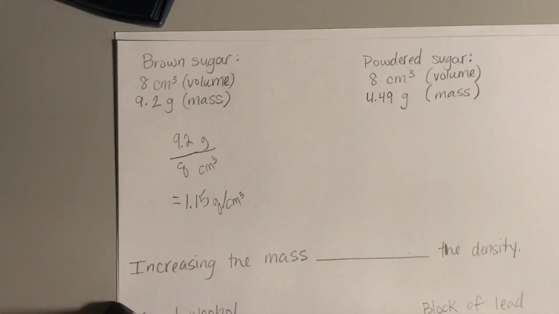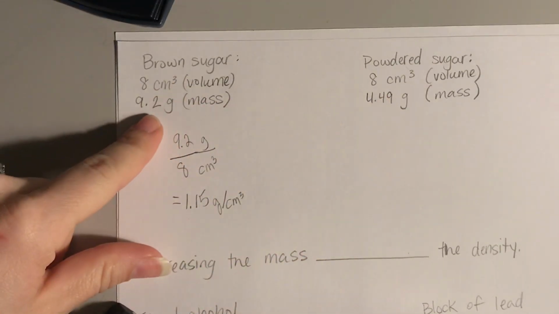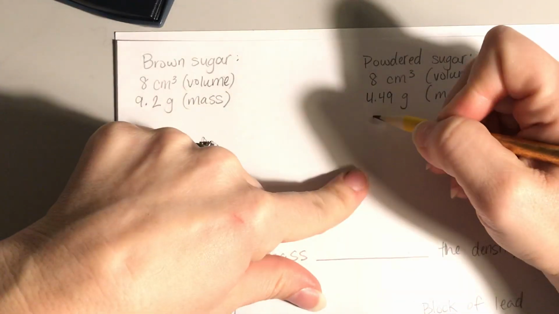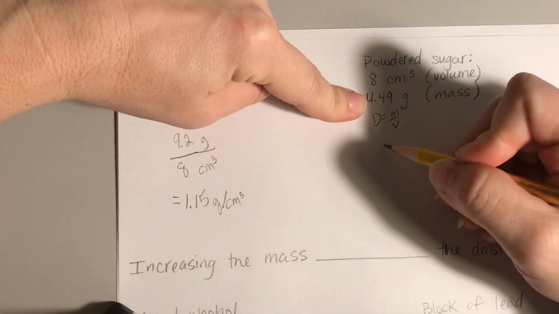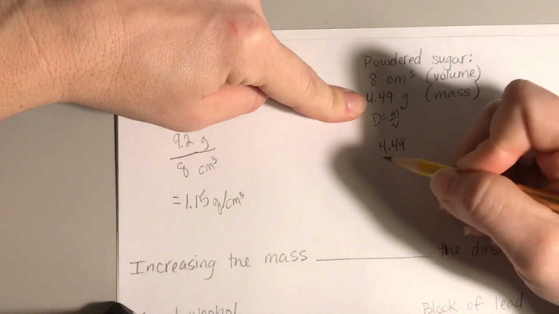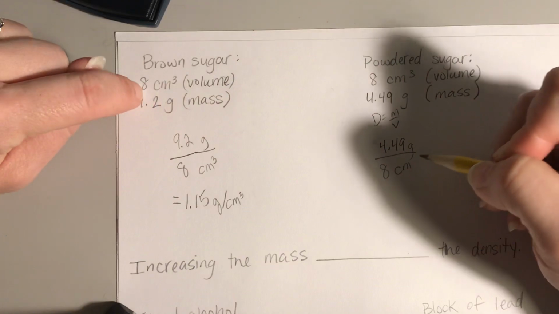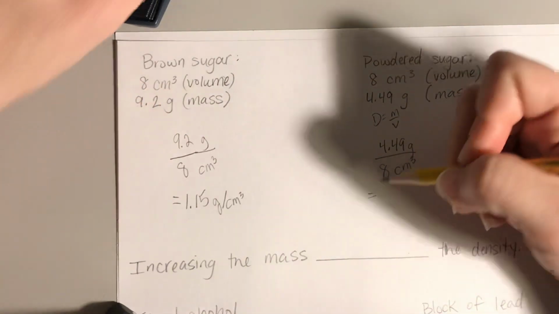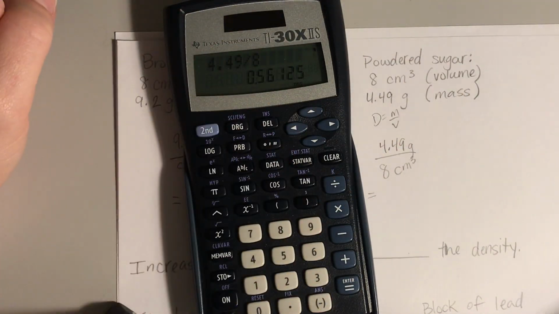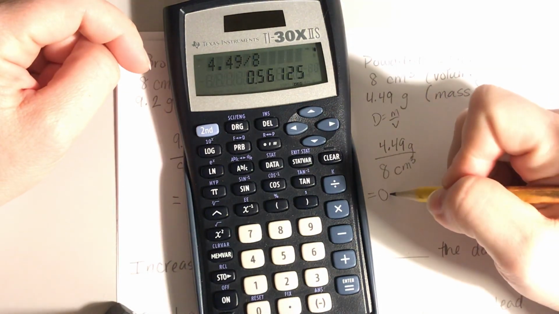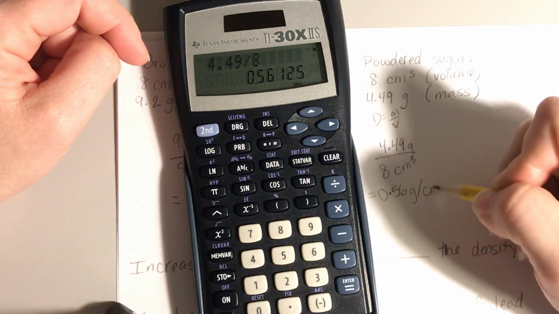This time the mass is smaller. It is 4.49 grams instead of the 9.2. So the density is mass over volume. So we're going to take this as the mass, 4.49 grams, and divide it by the volume, which is 8 cubic centimeters, same as it was on this one, and plug that into the calculator. All right, so this one is 0.56 and some decimals. We'll just round to 0.56 grams per cubic centimeter.